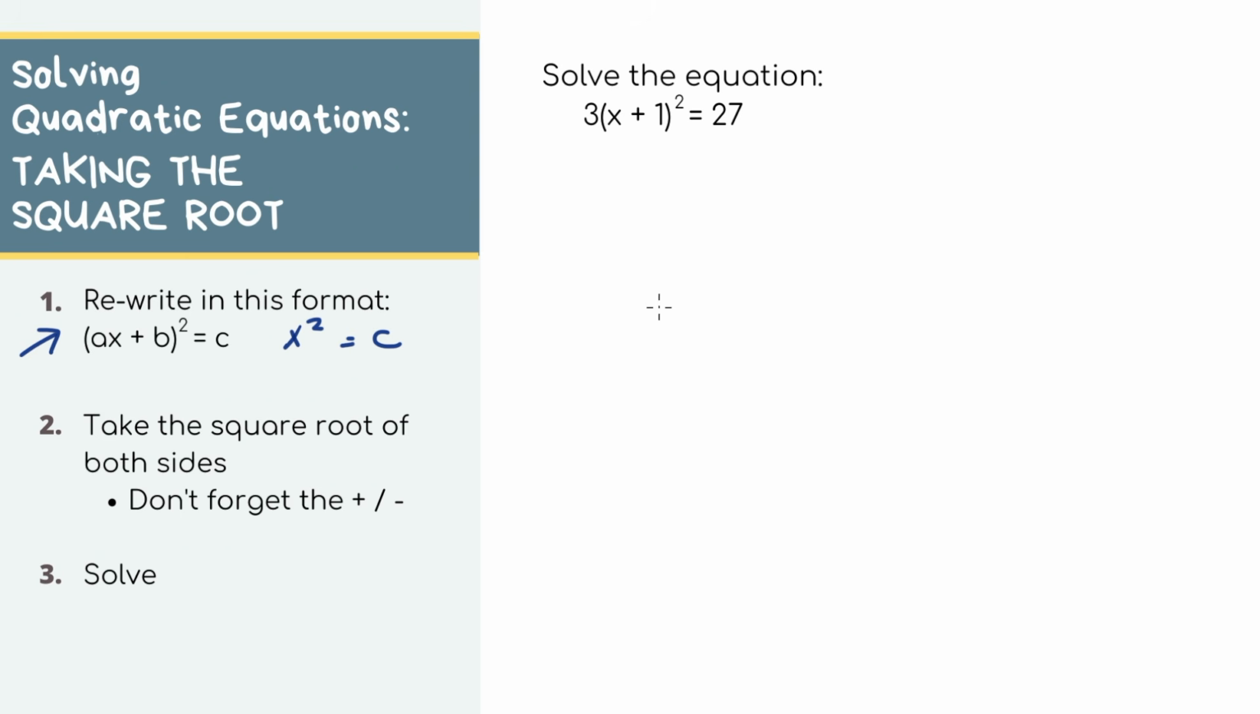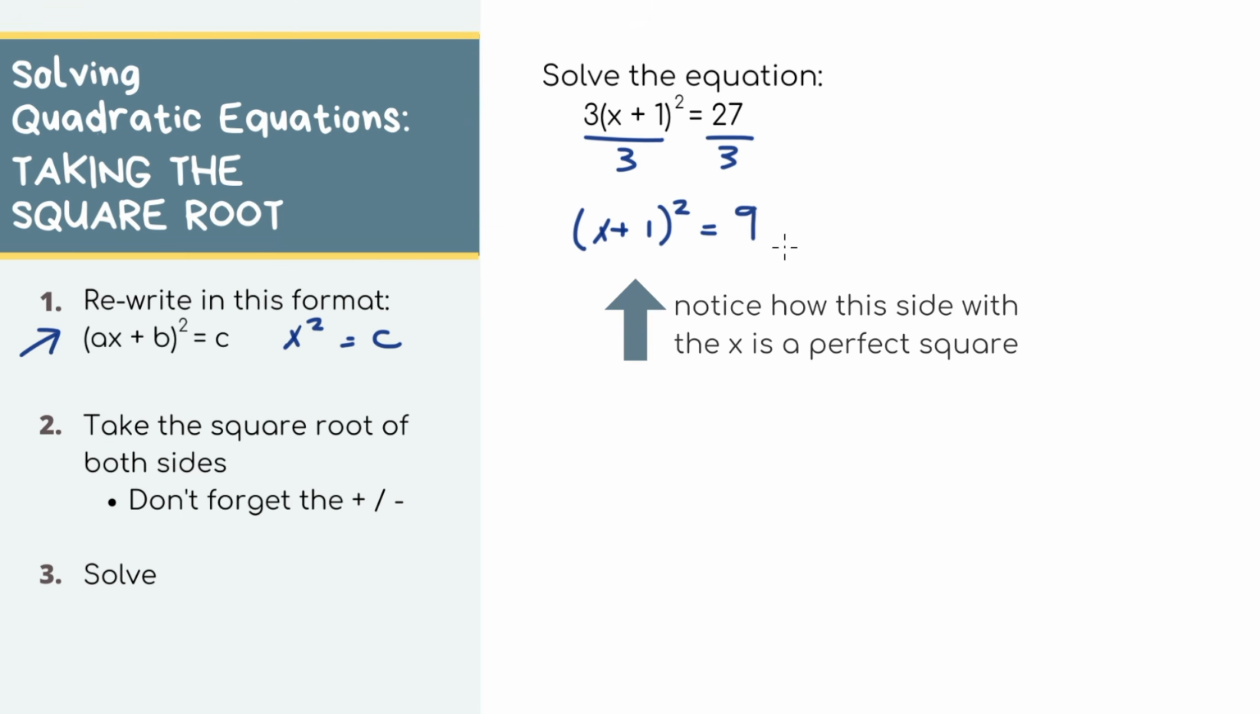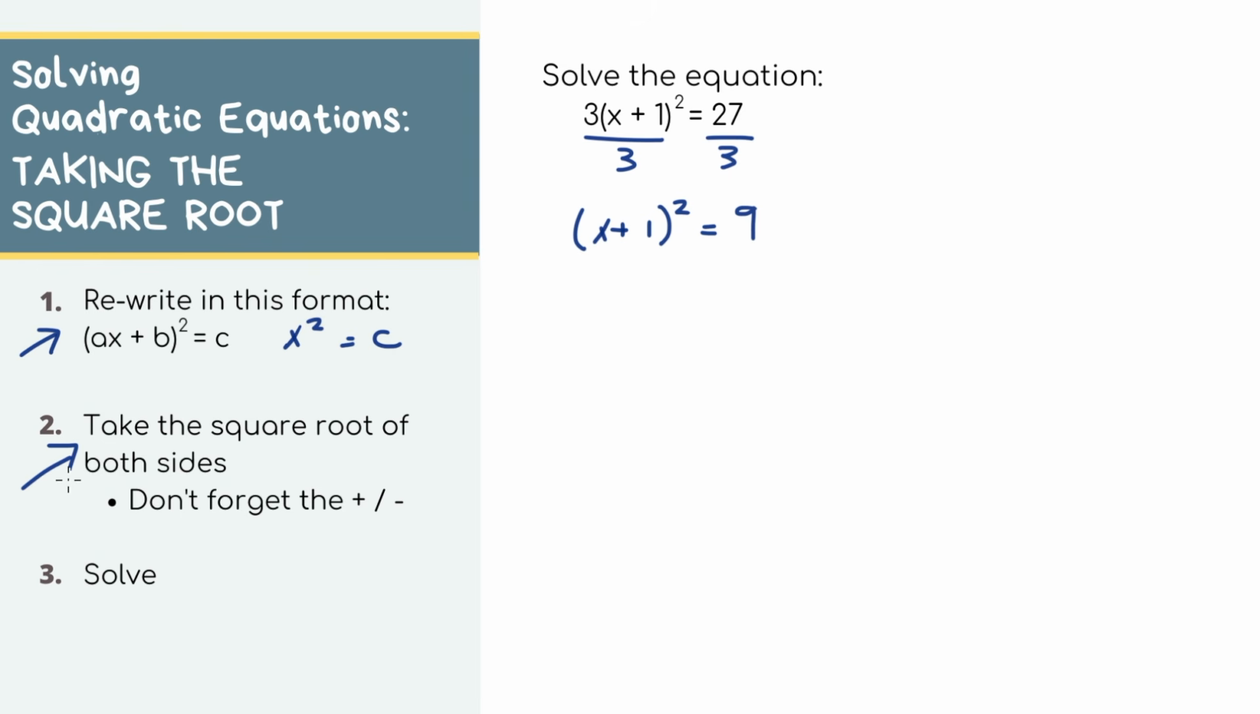Anyways, for example, I'm going to get rid of this 3 on the left side by dividing both sides by 3. Now it's in the correct format. For step number 2, let's take the square root of both sides. On the left, taking the square root of a square cancels it out, so we're just left with the stuff on the inside, which is x plus 1. On the right side, it's plus or minus 3.